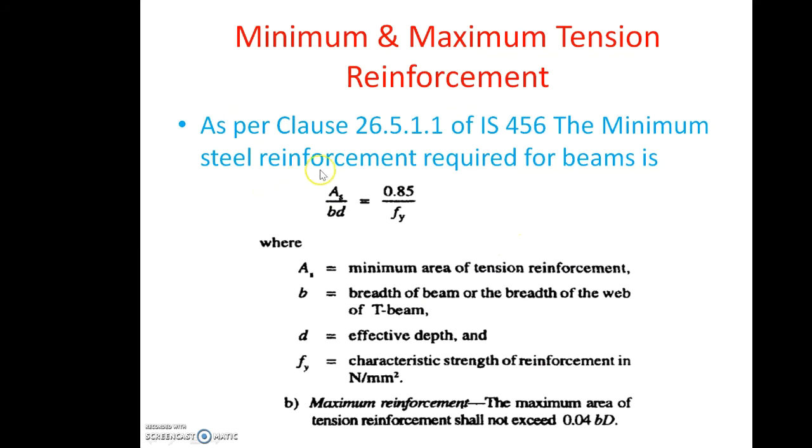This is the maximum and minimum tension reinforcement formulas as per IS 456. That is Ast by b d is equal to 0.85 by fy. By substituting all the values, we will get the minimum Ast value, and the maximum reinforcement formula is 4% of gross cross-sectional area, that is 0.04 into b into capital D.